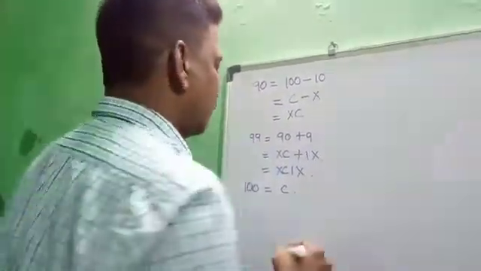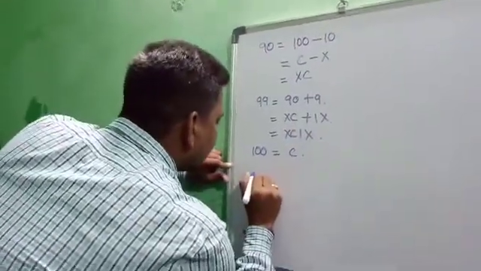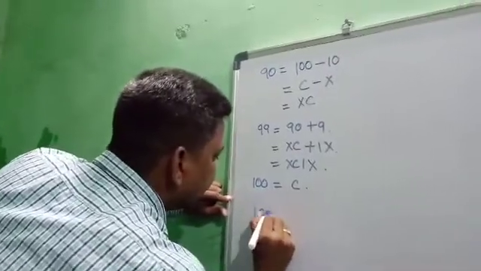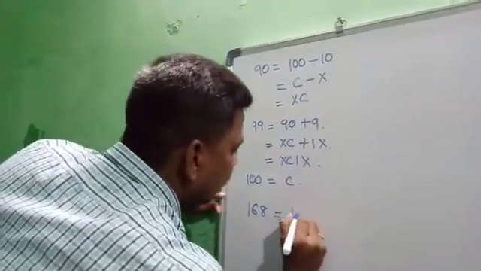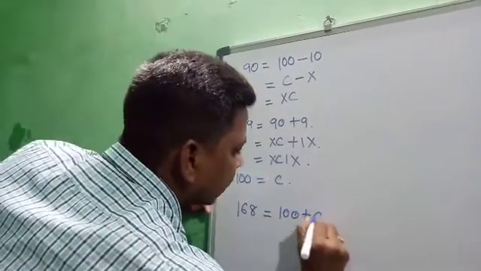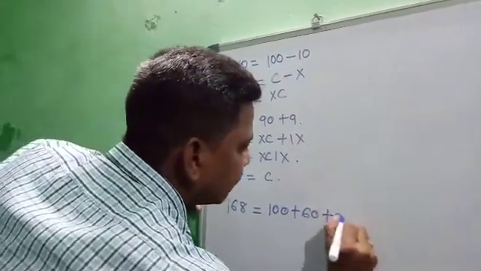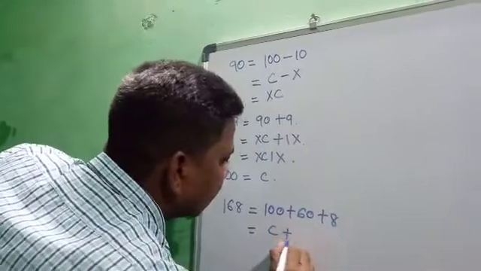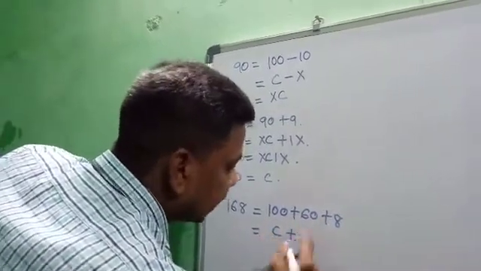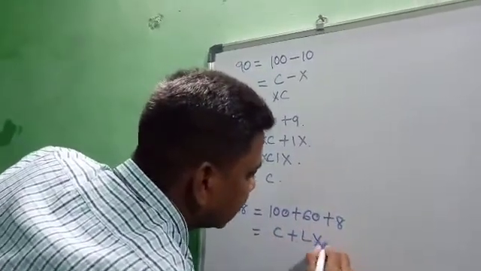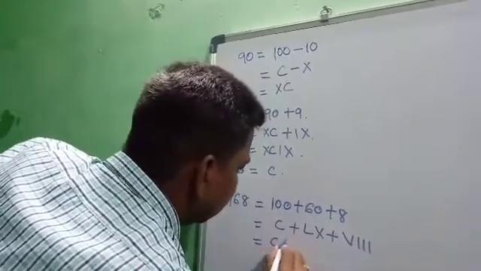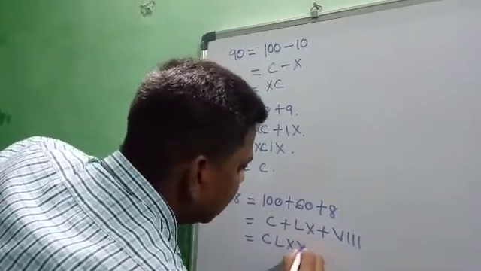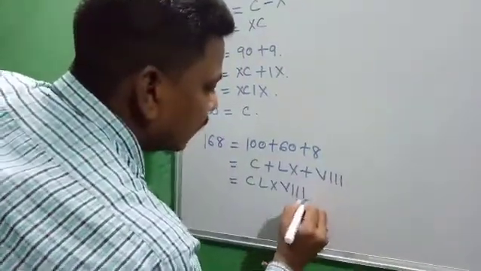For example, if you have to write 168, then expand it. 100 plus 60 plus 8 means C, for 60 LX, and 8 is V triple I. C LX V triple I. Okay.